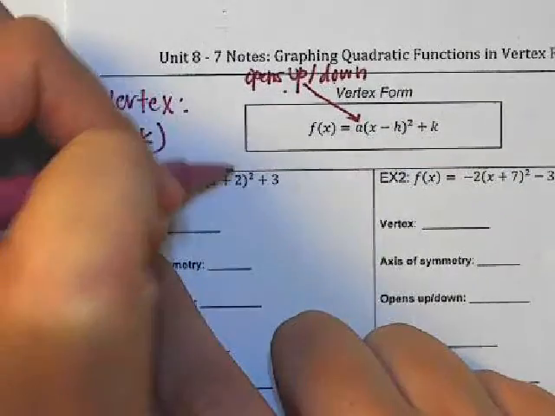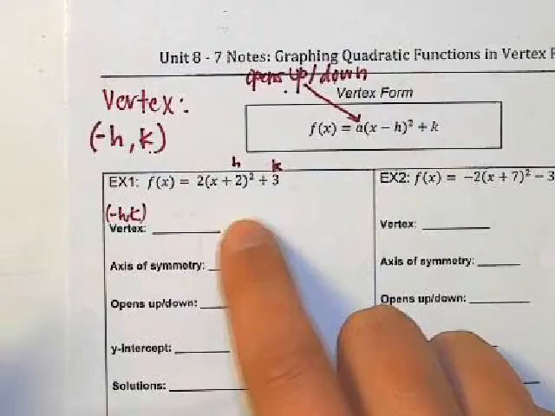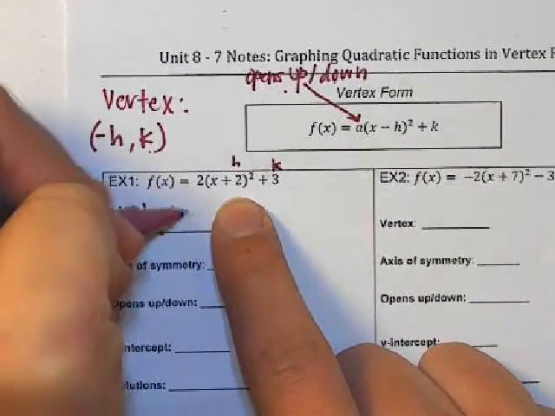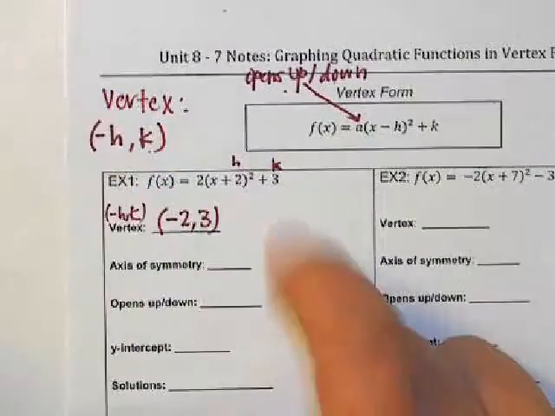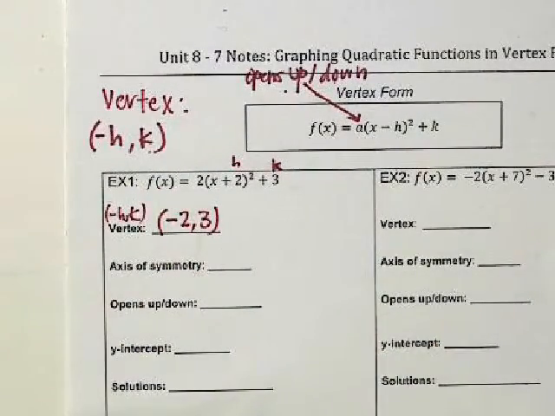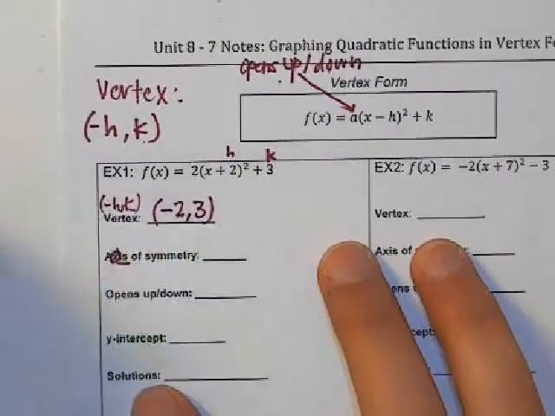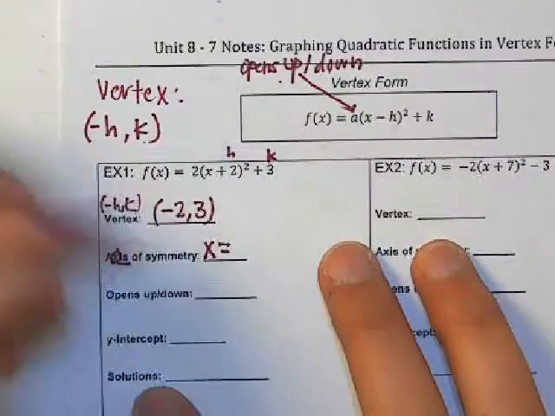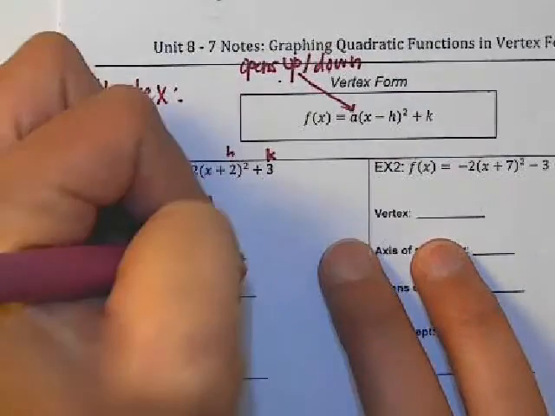My vertex is going to be opposite h, comma, k. So here's my h, here's my k. My h is a positive 2, but I want the opposite, which is going to be negative 2. And then regular k, positive 3. Okay, axis of symmetry, right? My answer has to be x equals, and it's the x in the vertex, which is negative 2.